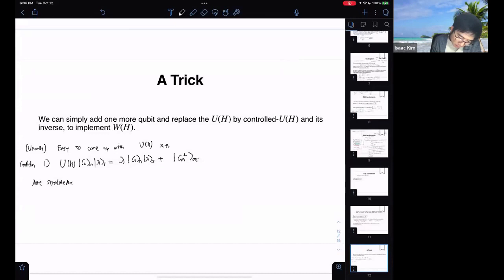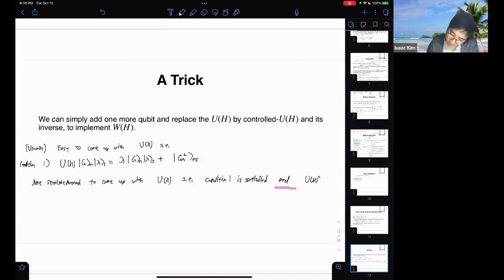It is not straightforward to come up with U of H such that condition one is satisfied. And that's important. U of H square, the expectation value of that with respect to G lambda is equal to one. So to ensure that G lambda and G lambda perpendicular span the invariant subspace of U of H, the second condition was crucial.